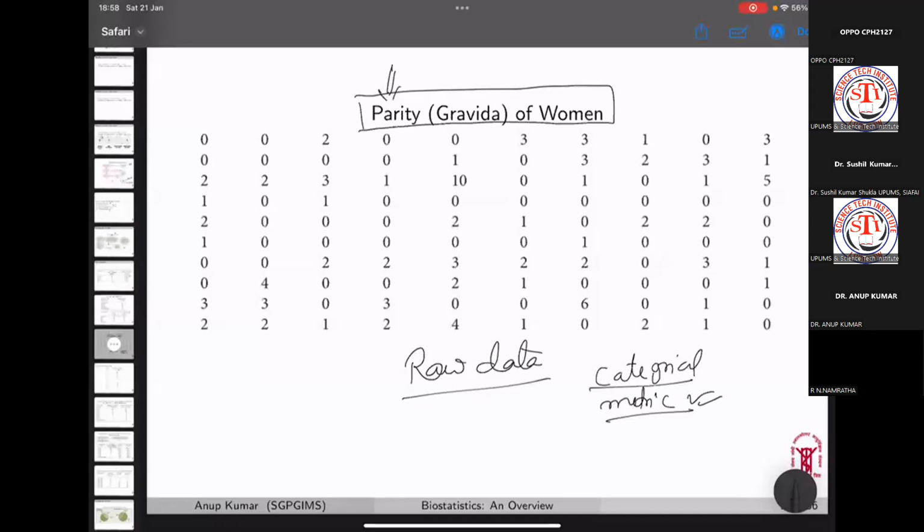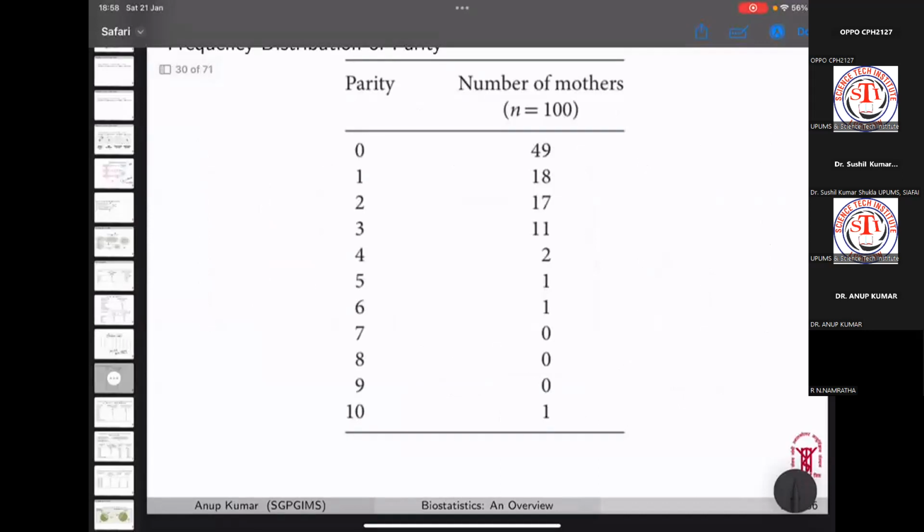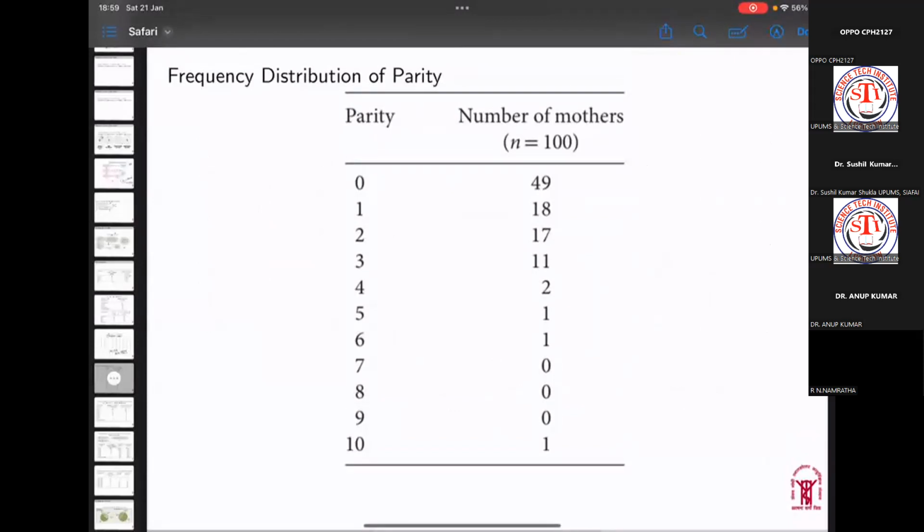Now it is discrete metric data, because the possible outcomes you can count on your finger. So since it is discrete metric data, you can present it like this: a frequency distribution of the parity. Write down the values, and here write down the frequency of these values.